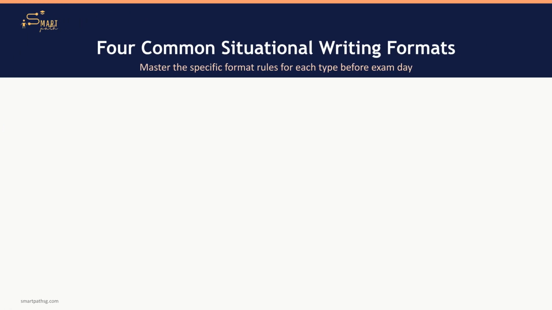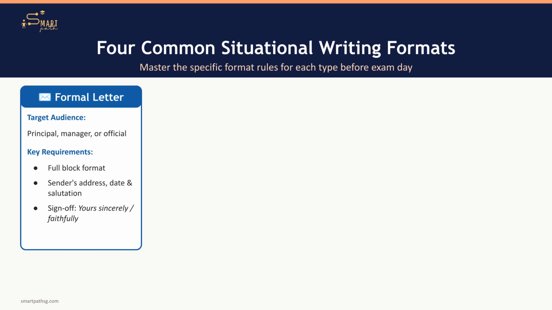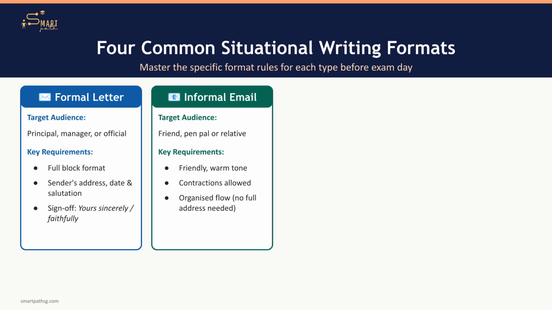Let's start with the 4 most common writing situations that appear in the PSLE exam and the specific rules for each one. A formal letter is addressed to officials like a principal or manager. It requires the strict full block format, including the sender's address, date, and a formal salutation and sign-off, such as "yours sincerely." An informal email is for friends or relatives, allowing for a friendly, warm tone and contractions, and does not require a full address.